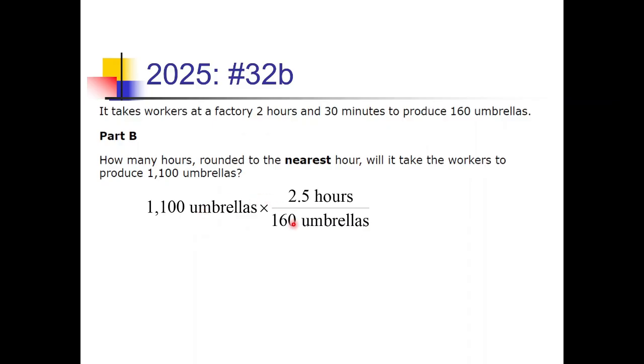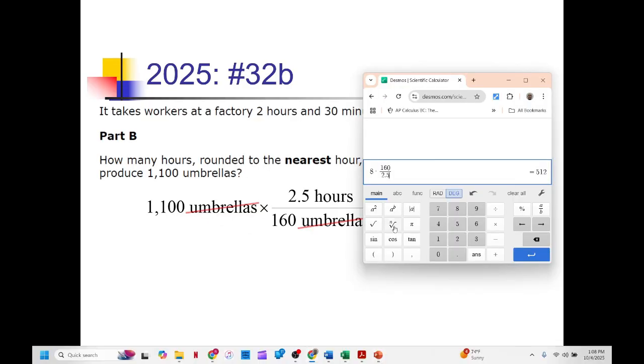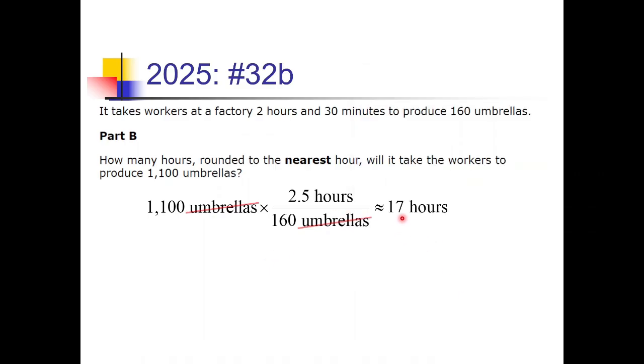Now the umbrellas units will cancel out, and if I multiply this and crunch the numbers on the calculator, which I'm going to do right now, that should give me my answer. So let me do 1,100 times the fraction 2.5 over 160, and that comes out to roughly 17. So 17 hours.